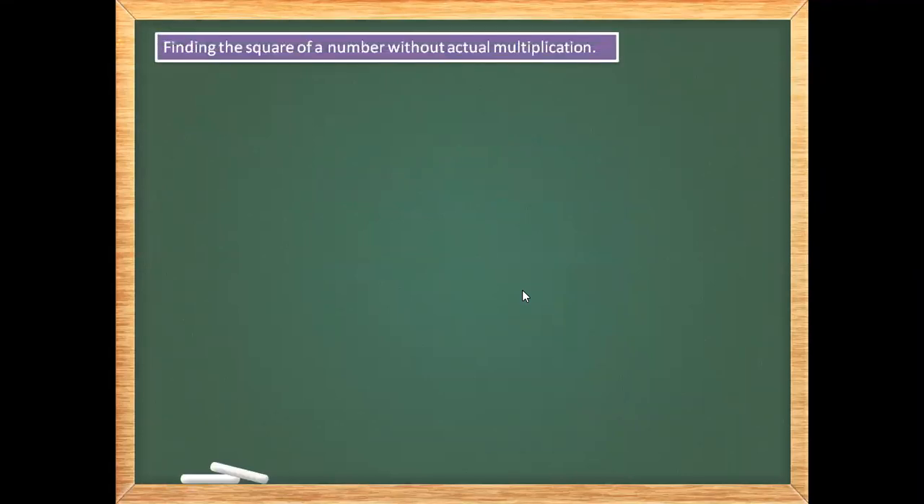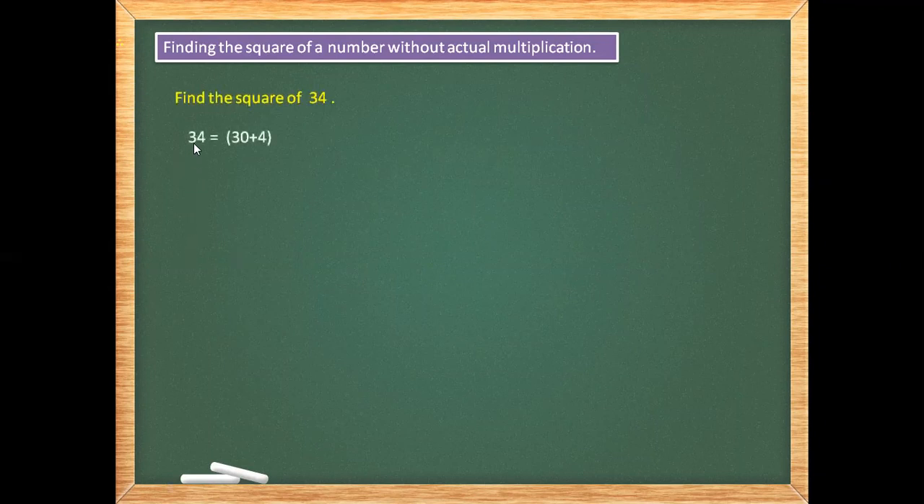See, children, finding the square of a number without actual multiplication, means without doing multiplication. Usually, what do we know about a square? Multiplying a number by itself. But here we are going to learn a trick to find the square of any number without doing actual multiplication. So let's consider the square of 34.